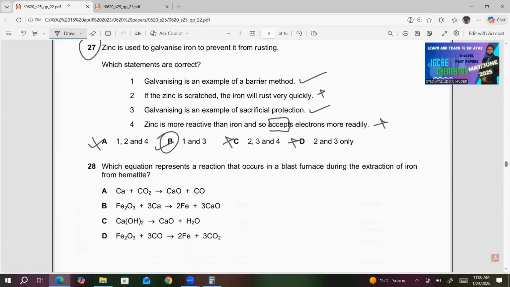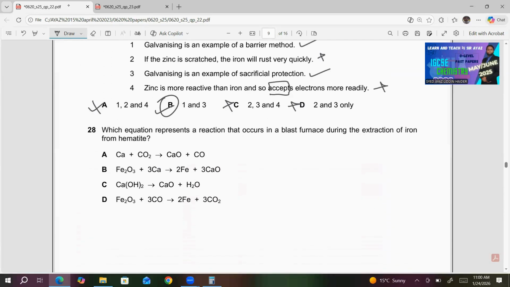Other choices are incorrect. 28. Which equation represents a reaction that occurs in a blast furnace during the extraction of iron from hematite? During the extraction of iron from hematite, iron oxide gets reduced by reacting with carbon monoxide to give iron and carbon dioxide. So let's see the reactions one by one.